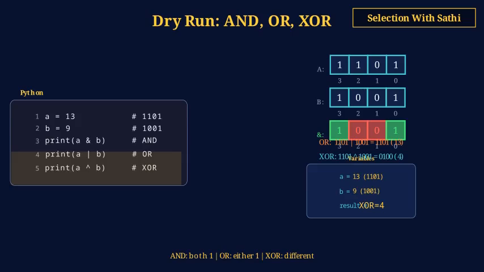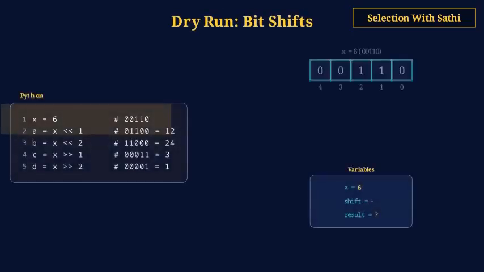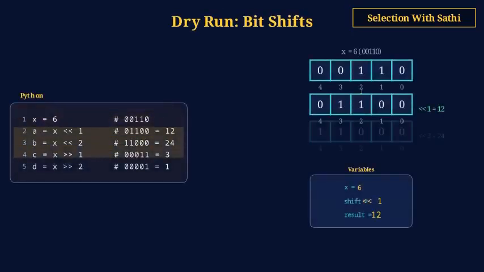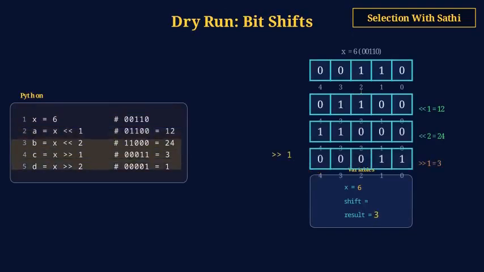No loops needed. Brian Kernighan's algorithm to count set bits. Look at line 4. In each iteration, n AND n minus 1 clears the lowest set bit. We count how many times we do this until n becomes 0. Let us trace n equals 29, binary 11101. Iteration 1: 29 AND 28 equals 11100, which is 28. Count is 1. Iteration 2: 28 AND 27 equals 11000, which is 24.